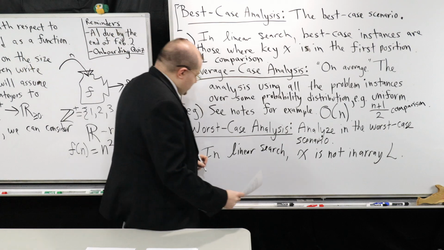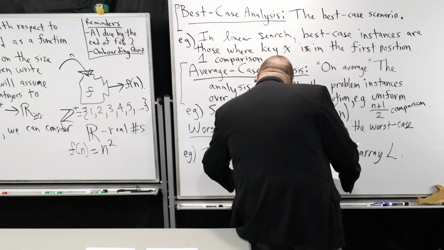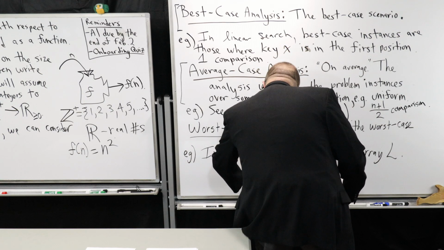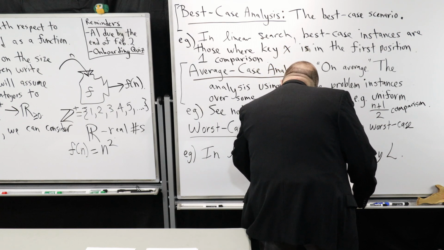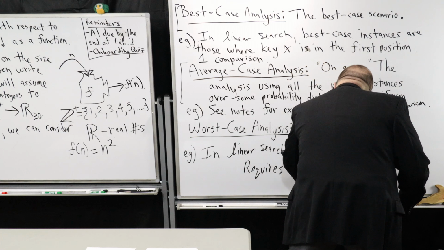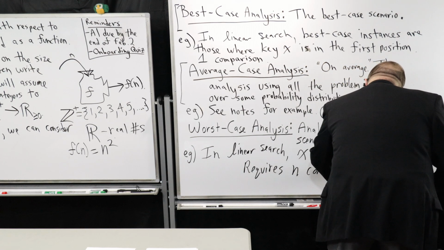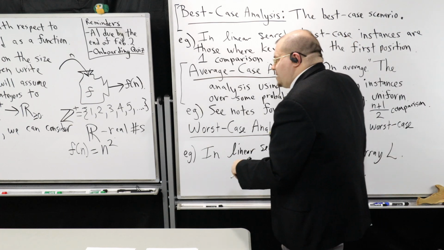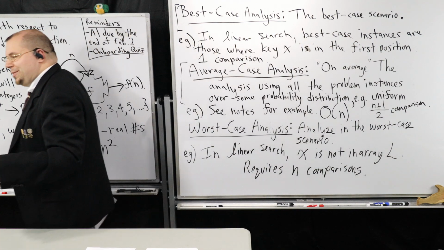So how many comparisons do I need in this case? We need n of them, right? We have to go through the entire array. We need n comparisons here. We have to go through all of them.